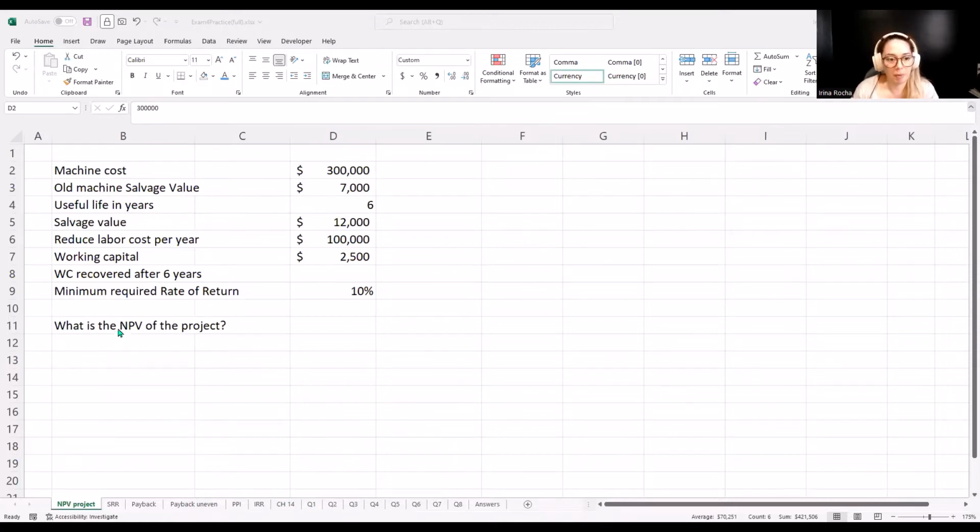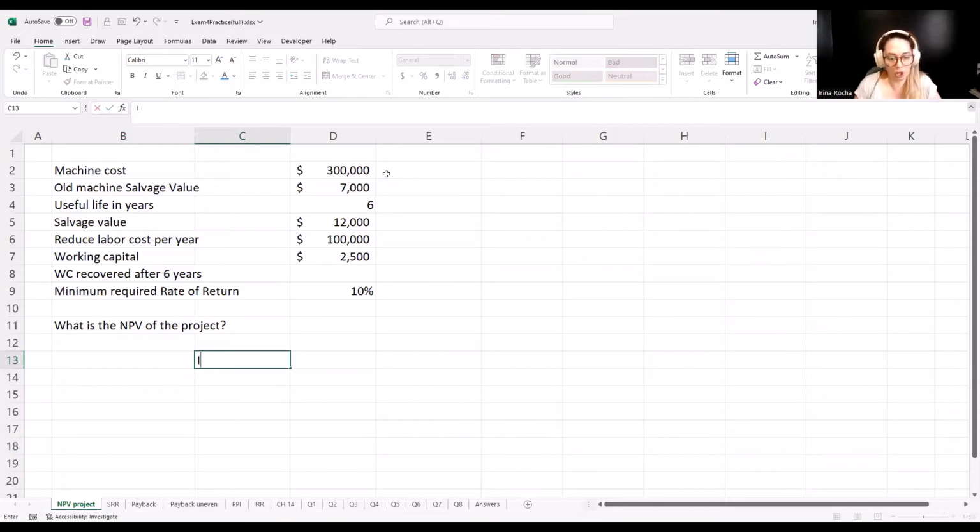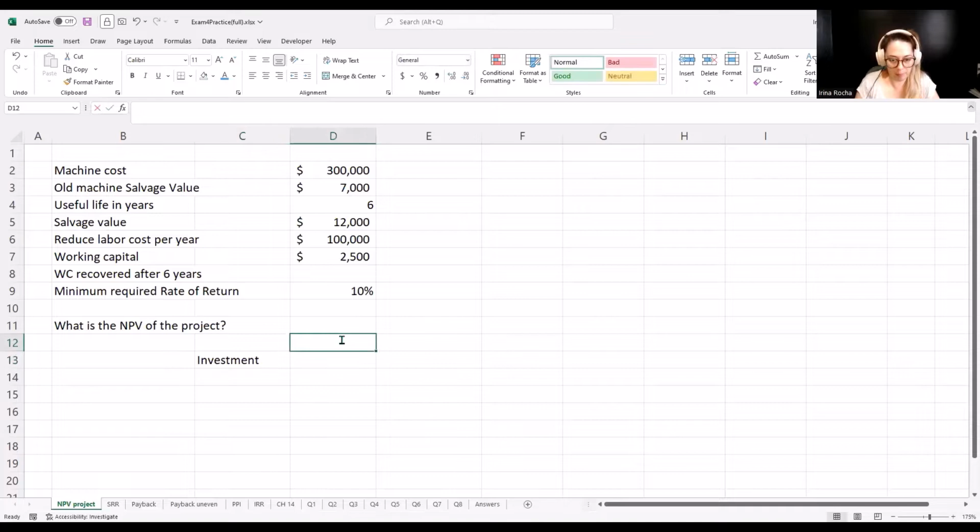So here they're asking me for the net present value of the project. And we have this information. To find the net present value of the project, the best way that I found is to create a little chart with all of the cash outflows and all the cash inflows that we can get. So the machine cost, that's my investment. The money is leaving my pocket now, and if I buy this machine, I'm going to have $300,000 less. So it's leaving my pocket. That's why it's negative.